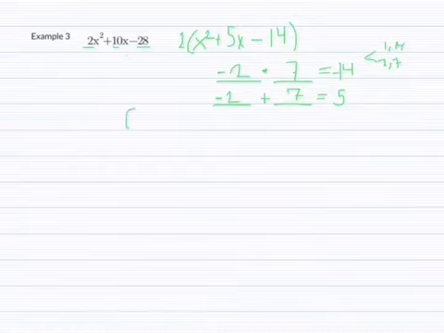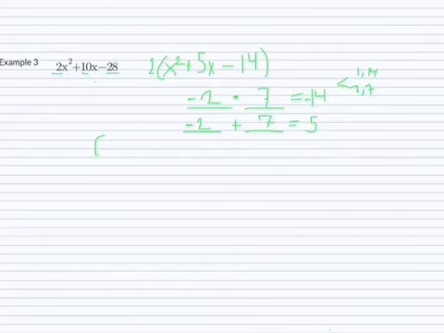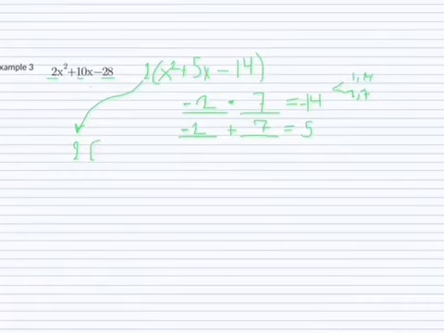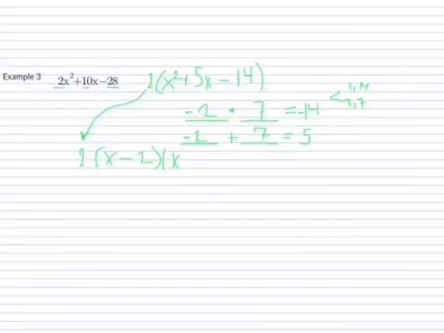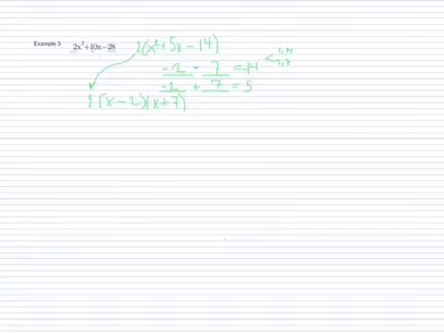Here we would have the 2 that needs to carry through, and we have x minus 2, x plus 7. All right, so that is our final factored form. So that is it for example 3. Sorry, I was having a little weird thing happening there, but we've got our final answer now.